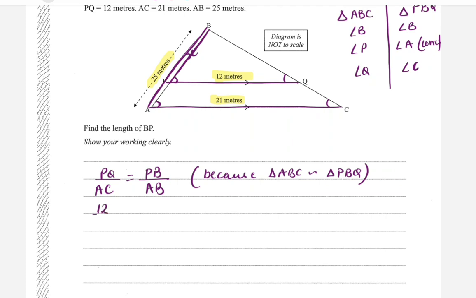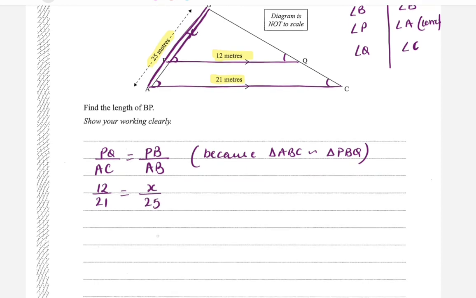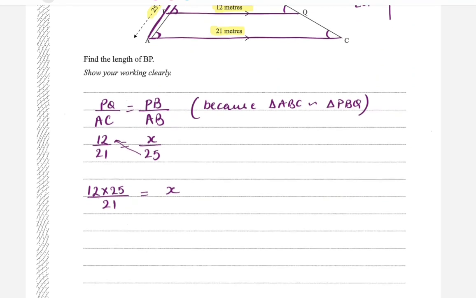Now here we'll just write their measurements. So we have 12 over 21 is equal to PB, which we are finding. You can label it as X, and 25, right? Now we are finding X, so we'll leave X here. That 25 will go on the other side and multiply. So we will have 12 times 25 over 21 is equal to X. Now we just have to solve this. 3 times 4 is 12, 7. So X is equal to 100 over 7.